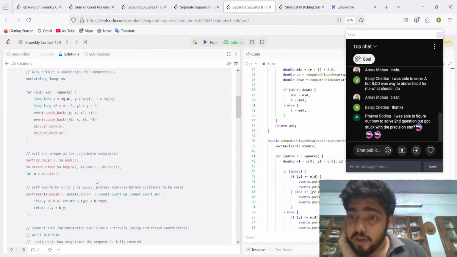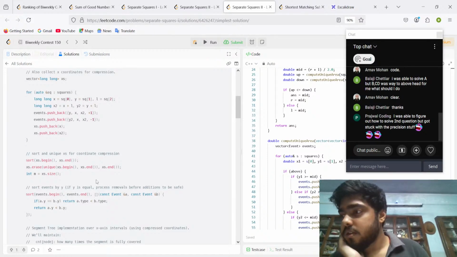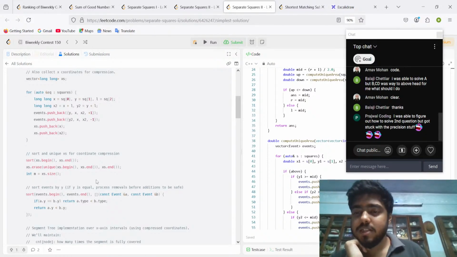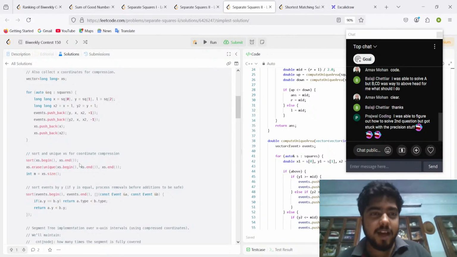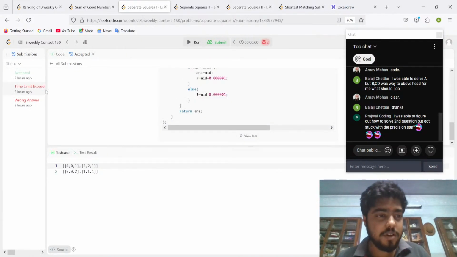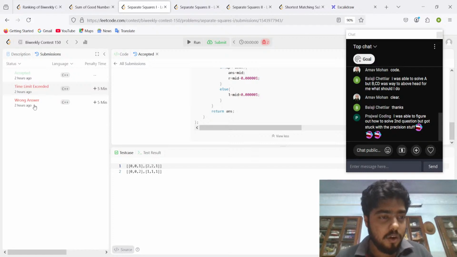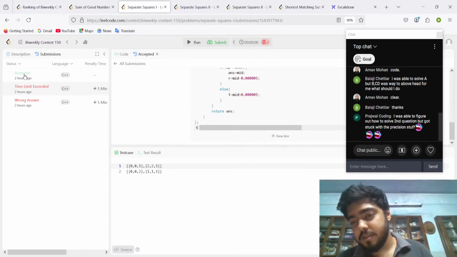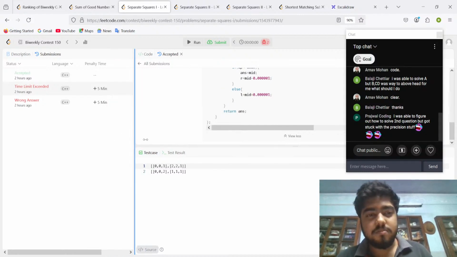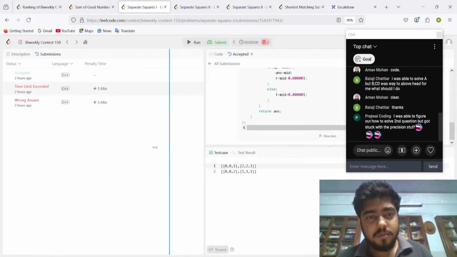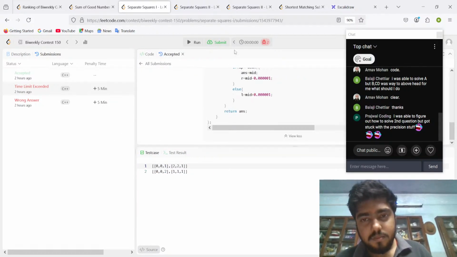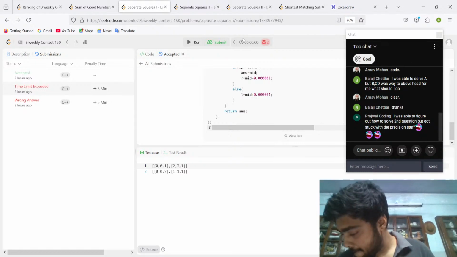I was able to figure out how to solve the second question, but got stuck with the precision stuff. You can experiment with it. Even I was experimenting with it. If you notice, I got one wrong answer and one time limit exceeded. After that, I came up with the accepted solution. Okay, so yeah, sometimes you need to experiment with it.